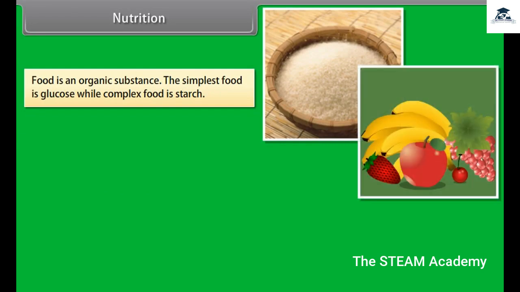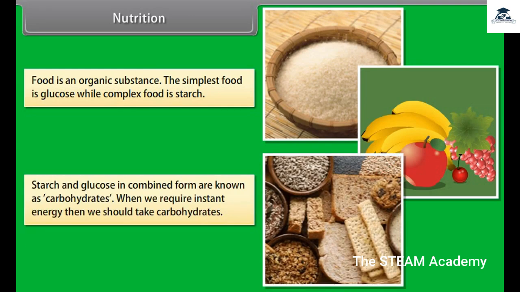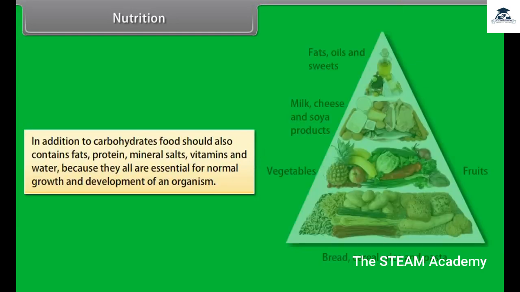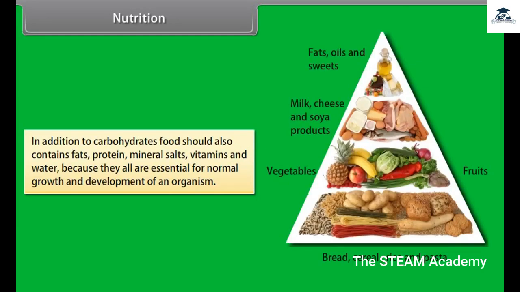The simplest food is glucose, while complex food is starch. Starch and glucose in combined form are known as carbohydrates. When we require instant energy, then we should take carbohydrates. In addition to carbohydrates, food should also contain fats, protein, mineral salts, vitamins and water because they all are essential for normal growth and development of an organism.